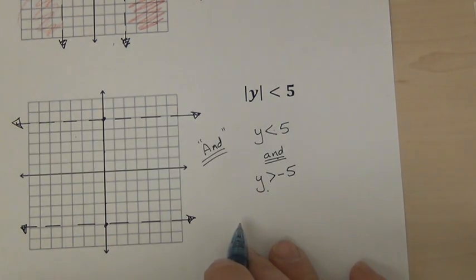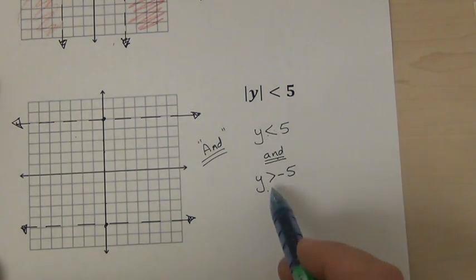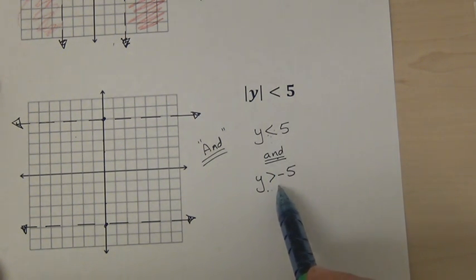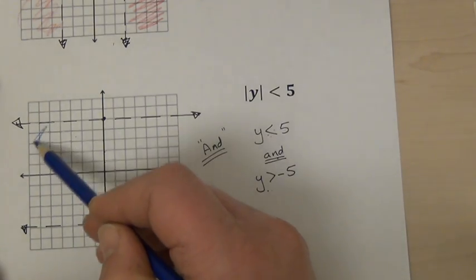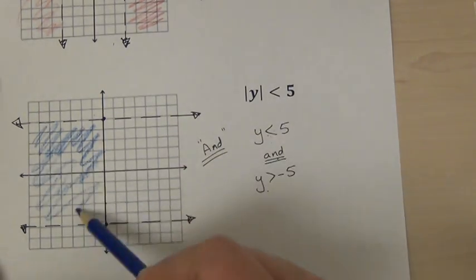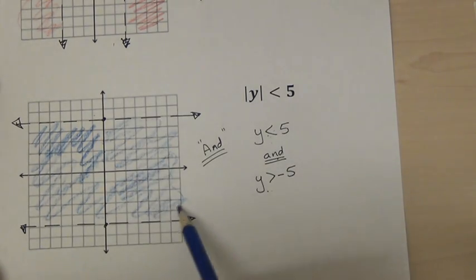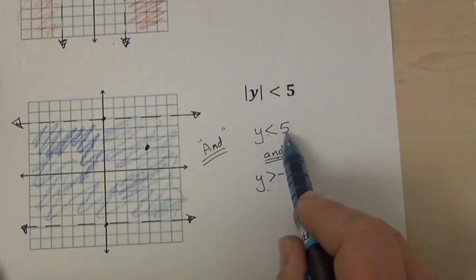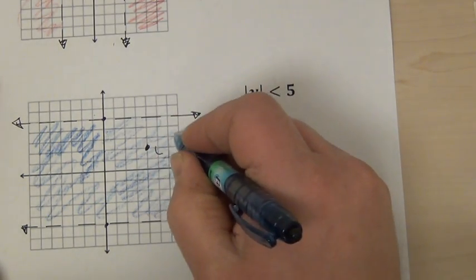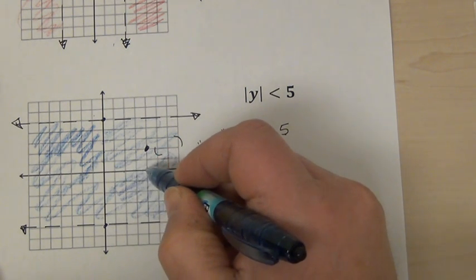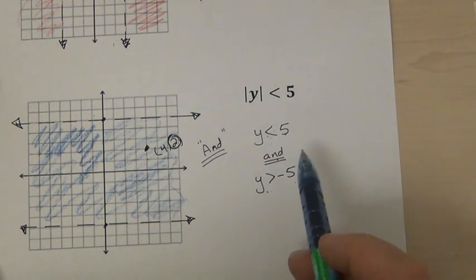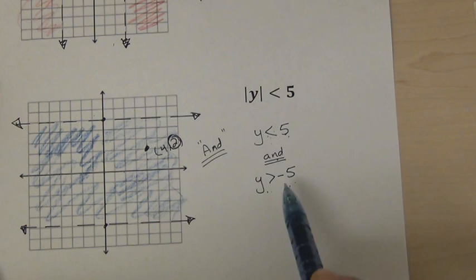And since it's an and, I'm looking for coordinates that meet both of these criteria. I want y values that are less than 5 and at the same time larger than negative 5. Those coordinates live in between the lines. So all the coordinates that live in here, when I pick out a coordinate, the y piece of that coordinate will be between 5 and negative 5. So for example, this one has a coordinate of 1, 2, 3, 4, 1, 2. I'm looking at only the y piece of that coordinate, and I know that it's less than 5 and larger than negative 5.